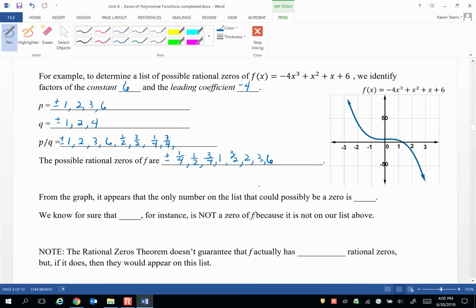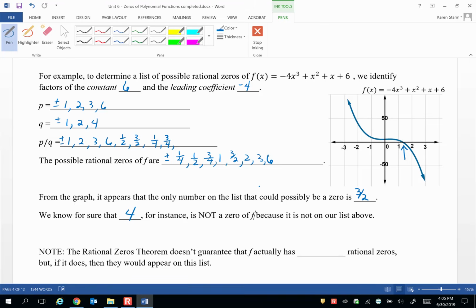So from the graph, it appears that there's only one number on that list that could possibly be a 0, and that would be 3/2. As you can see, that looks to be the only real 0 that we have is between 1 and 2, so it's possible that is the 3/2. So we know for sure that 4, for example, is not a 0 because it's not on our list above.